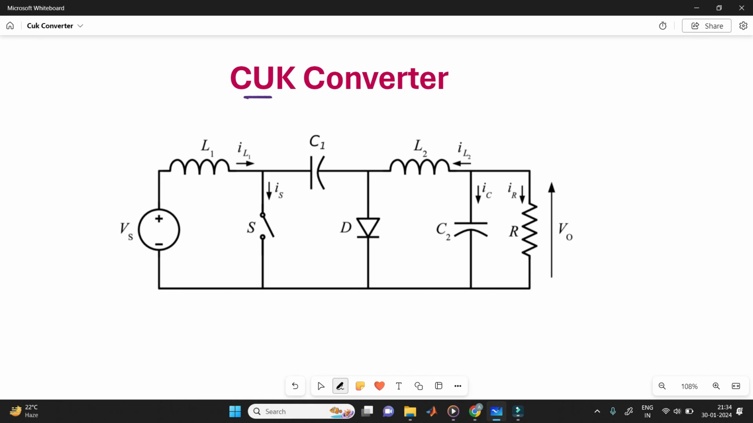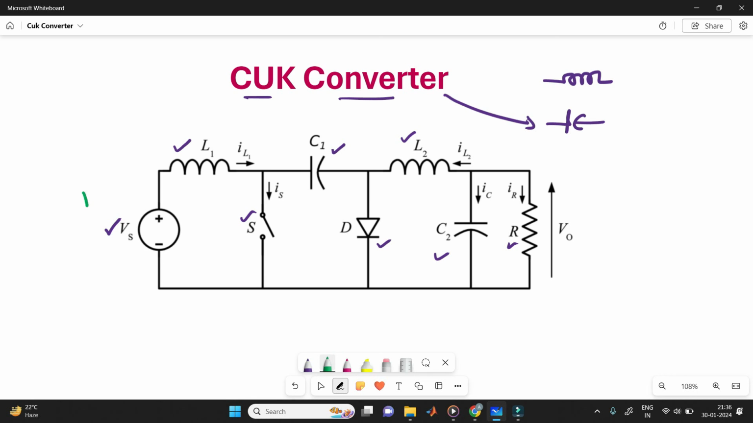This is the circuit diagram of the Chuk converter. Here we need to give the input voltage as Vs, and this converter contains two inductors L1 and L2, two capacitors C1 and C2, and one switch and one diode, and we take the output resistance as R. Usually in DC-DC converters, the inductor is used as the main energy storage element, but in the Chuk converter the main energy component is the capacitor. So if you give the input voltage as 10 volts, then you will get an output higher or lower than that, but with negative polarity.